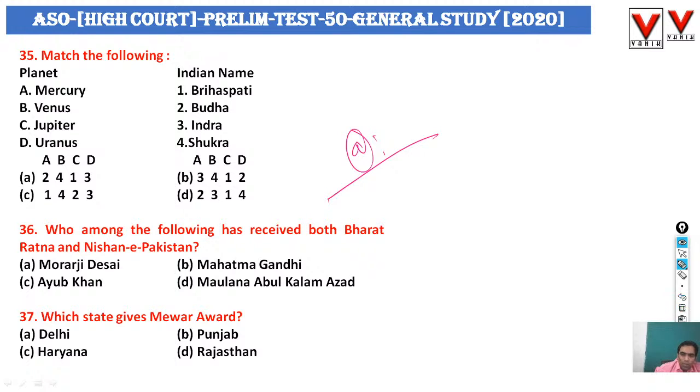Now we are going to discuss the next question, that is 37. Which state gives the Mewar Award? That is Rajasthan. Mewar is an area in Rajasthan. So the Mewar Award is given by the Rajasthan government, and the right answer is Rajasthan. Now we are going to proceed further.